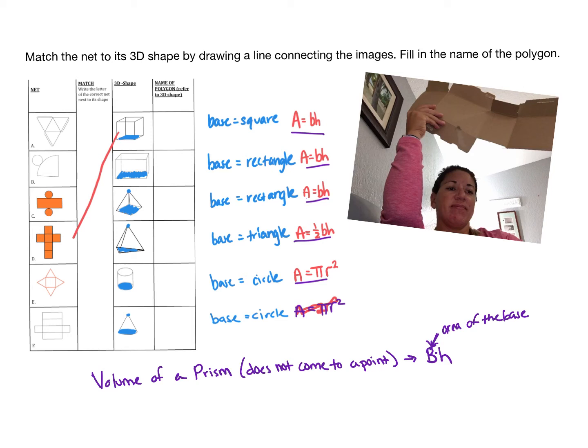And I'll do one for you guys, so if you're a little bit lost, that's okay for now. Volume of a pyramid. It's basically the same thing. It comes to a point. So we use the formula 1/3 area of the base, that's what capital B means, times the overall height of the object.